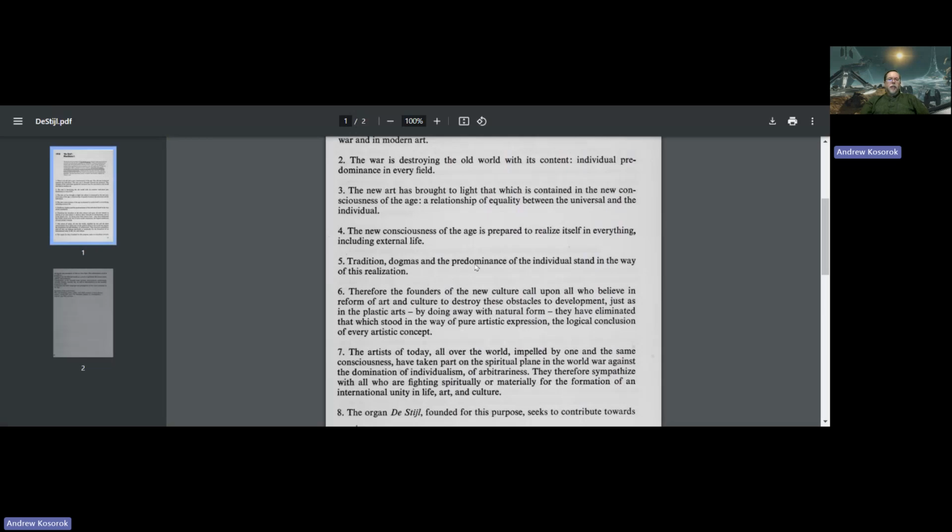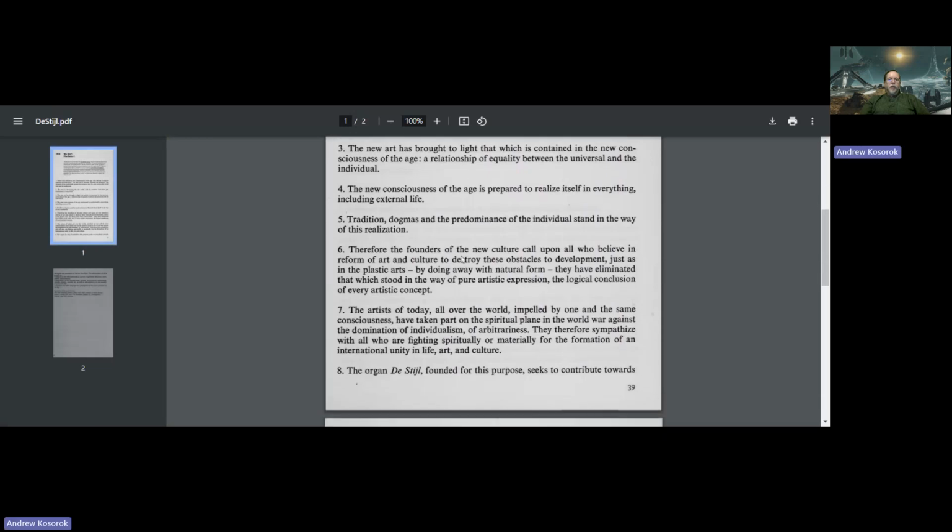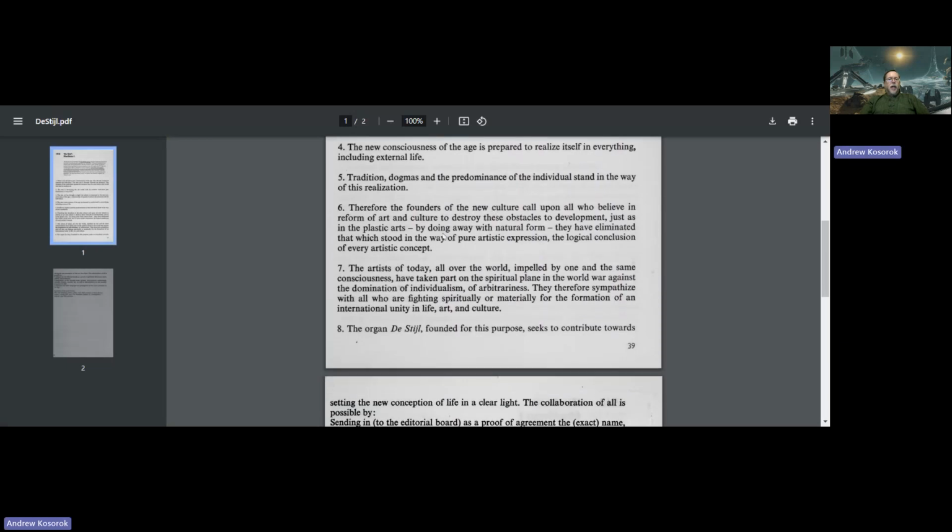It does say tradition, dogmas, and the predominance of the individual stand in the way of this realization. Therefore, the founders of the new culture call upon all who believe in reform of art and culture to destroy these obstacles to development, just as in the plastic arts. By doing away with natural form, they have eliminated that which stood in the way of pure artistic expression, the logical conclusion of every artistic concept. So they are talking about doing away with the old, but not by killing it, but by staying away or removing forms of expression that limit themselves to natural realism.